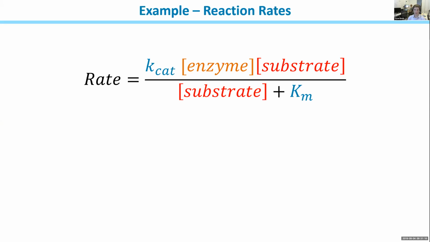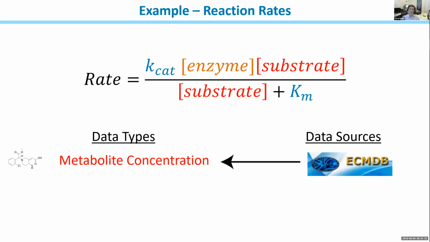So let's say we just wanted to model this one rate. We're going to end up with 3 different data types, and if someone were to collect this, they would have to go to 3 different data repositories. One thing that would be necessary is metabolite concentrations, and one location where one might get this is the ECMDB database, a database of E. coli metabolite concentrations.